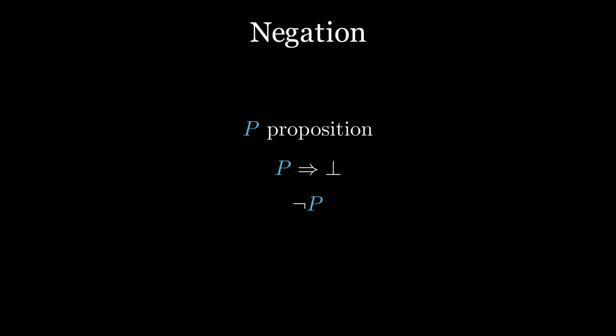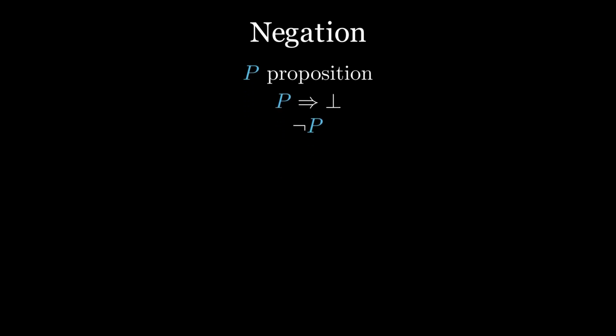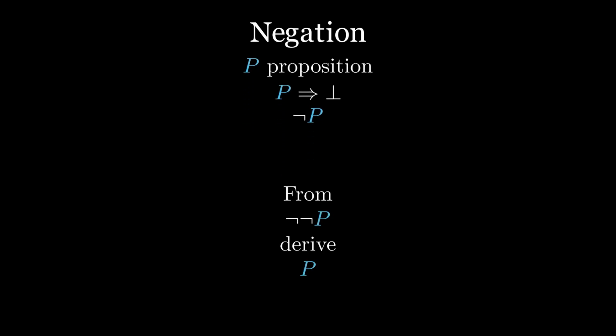We need one additional rule here. If P is not false, then it's true. That is, from not P, we can derive P, which is of course short for this. This is the rule for false I promised. This rule tells us we are working in classical logic.